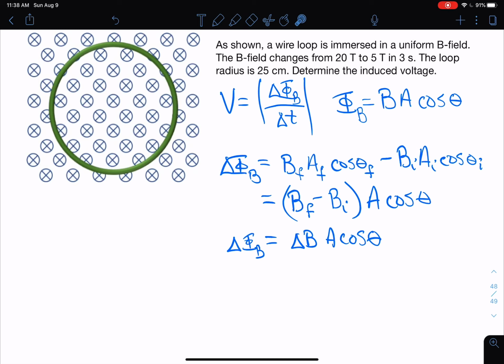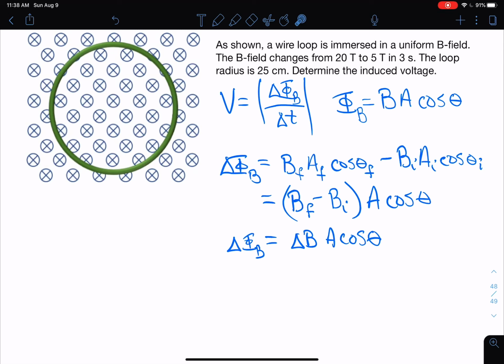Okay, so I haven't calculated the area. Calculating the change in magnetic field is going to be pretty straightforward since we have those values up there. And we know the elapsed time, that's told right there. But we need to calculate the area because we're only told the radius. And I haven't figured out the angle yet.